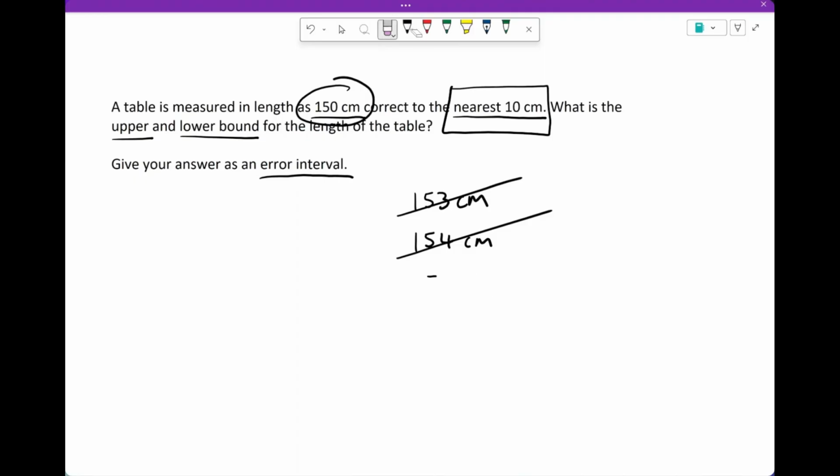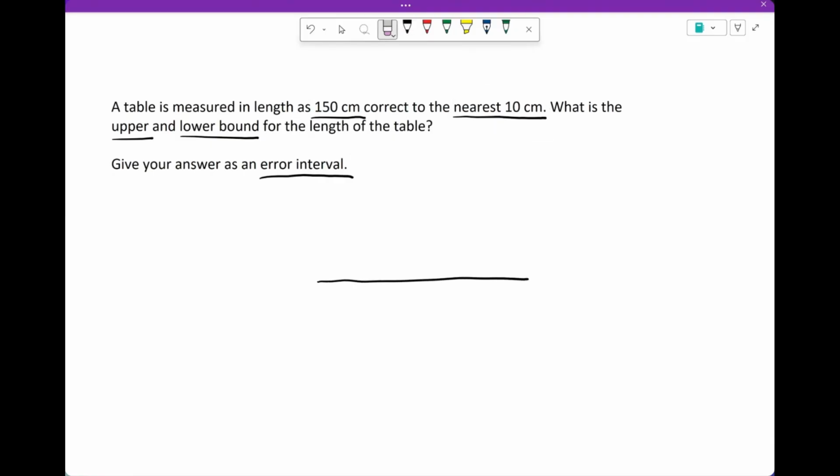So I'm going to take this off. And what I'm going to do is draw a number line. And what we're going to do next is stick the number we're working with, so the 150 centimeters, in the middle of my number line. So I'm just going to write 150 here. Then what we're going to do is consider our degree of accuracy. So that is the nearest 10 centimeters, so the nearest 10.